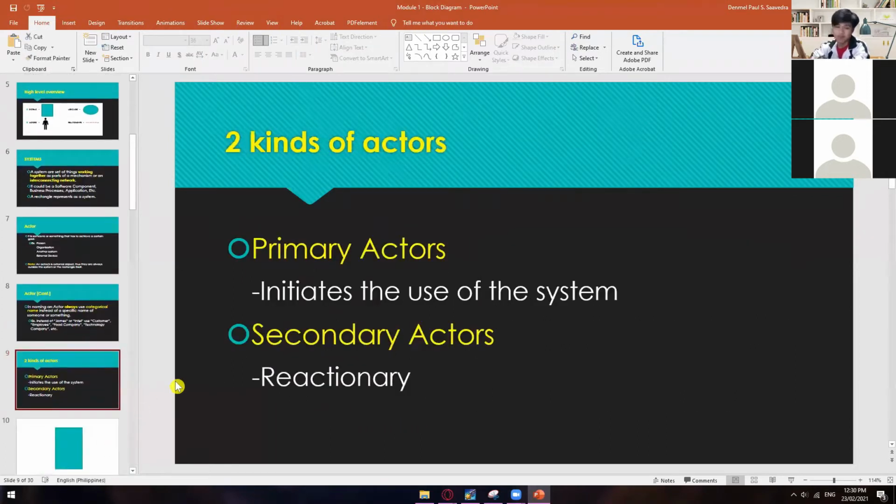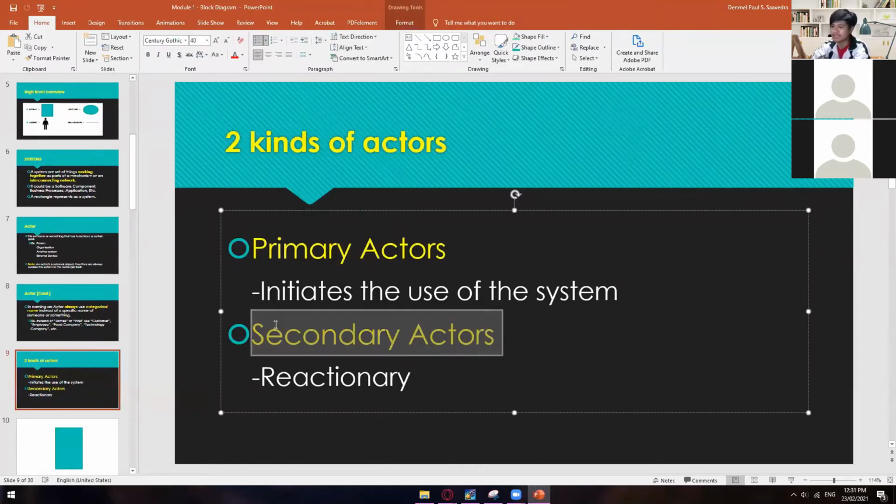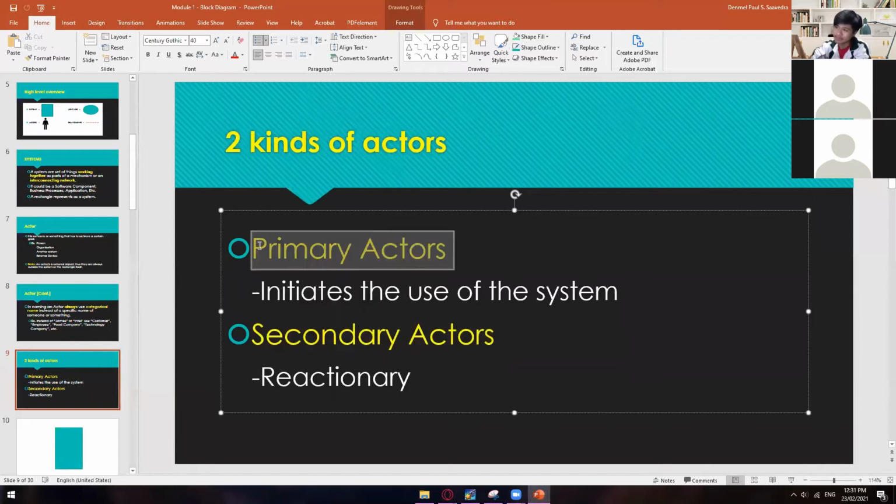So we have two kinds of actors. We have the primary actors and then the secondary actors. In a block diagram, we call the input the primary actors. As you all may know, the traditional way of drawing a diagram or circuit diagram is the input is always on the left side, and then the output is always on the right side. But in here, sometimes the output is in the middle. It's not just always on the right side.